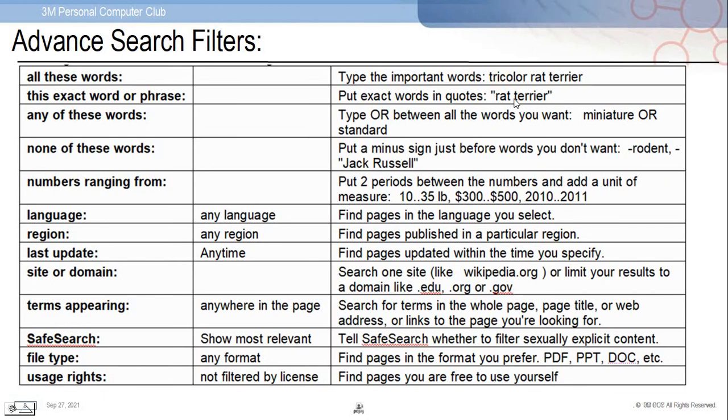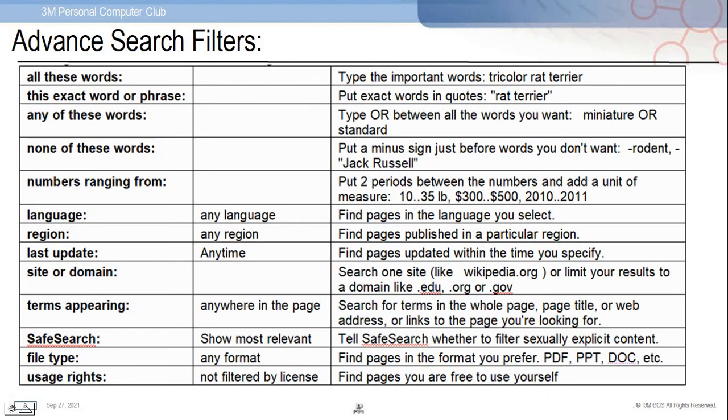So in this case, if I had just typed rat terrier, I would have gotten all pages that had the word rat somewhere in there, and maybe further on down that mentioned terrier. But the exact phrase, those two words have to be exactly next to each other for it to show me the results there. So it's a way to tell the search, this is exactly what I'm looking for.